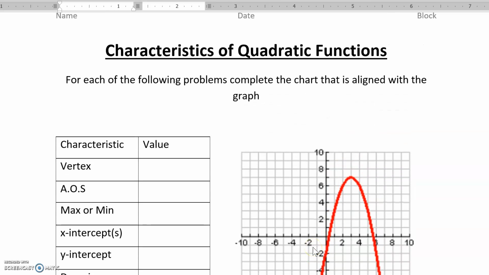Hello, Algebros. Today we are going to be talking about the characteristics of quadratic functions and also cubic functions, but we're going to start with quadratic functions. So we're going to really look at the graph of these functions and dive in to see what the different parts are.